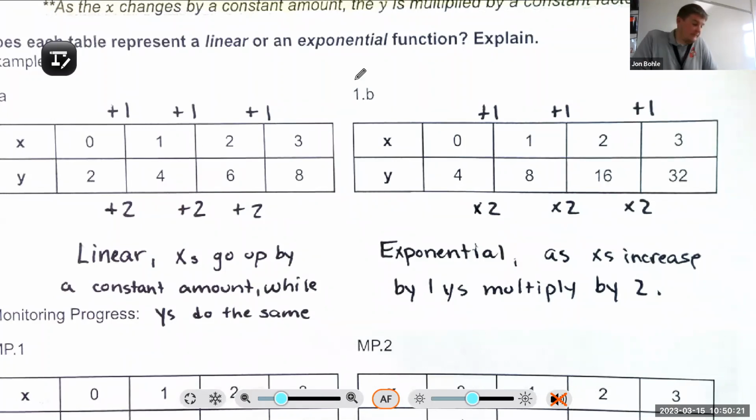Right now, let's make sure we focus on the work and just identifying linear or exponential. Okay. So once you have those written down, why don't you try monitoring progress 1 and 2 on your own? And then we'll check it with me here in a second. Right below where it says monitoring progress 1 and 2, it's the same type of problem. Go ahead and give those a shot.